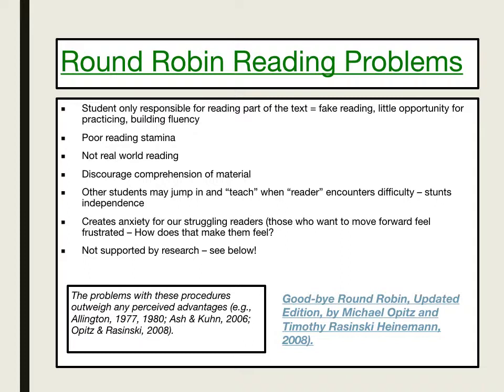My biggest problem with this is that it creates anxiety for our struggling readers. So the children who can move forward feel frustrated, and those struggling readers feel more inferior. And this also creates anxiety, and it creates a lack of independence because the stronger readers will then jump in and try to fix any errors. If you want any more information, Goodbye Round Robin is a great book by Opitz and Rasinski.